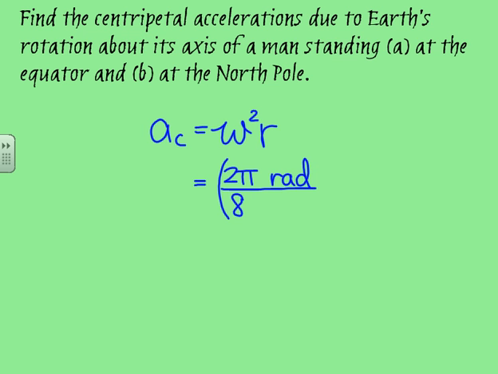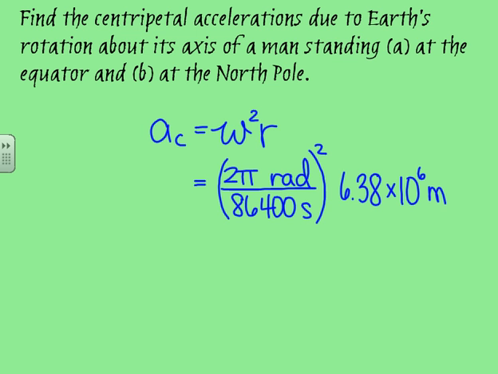In one day, there are 86,400 seconds. Those two values will give me my angular speed of the Earth. Then I need to multiply by the radius. Well, if we have a man standing at the equator, that means the radius of his motion is equal to the radius of the Earth. That's a number that would be given to you. It's also a number you can find in the back of your textbook. That number is 6.38 times 10 to the 6th meters.